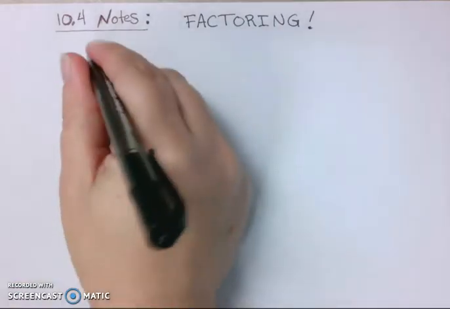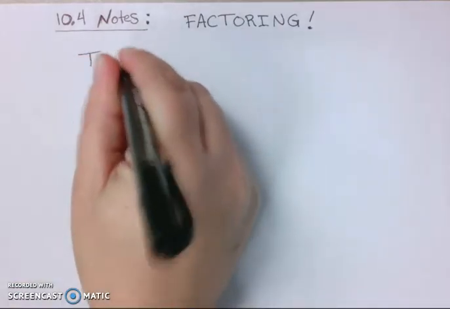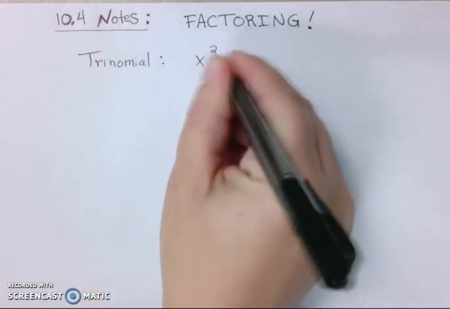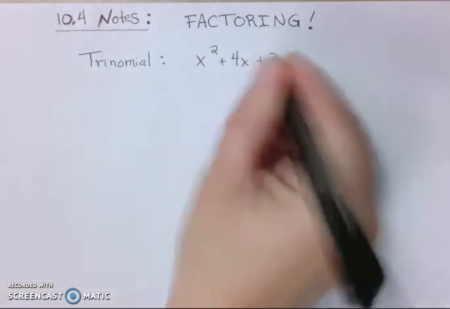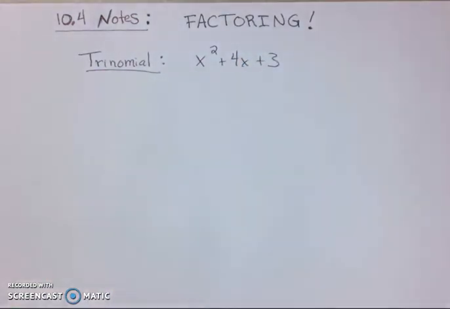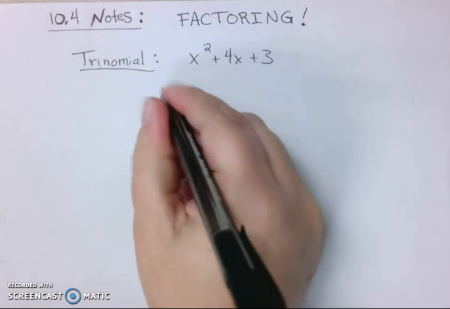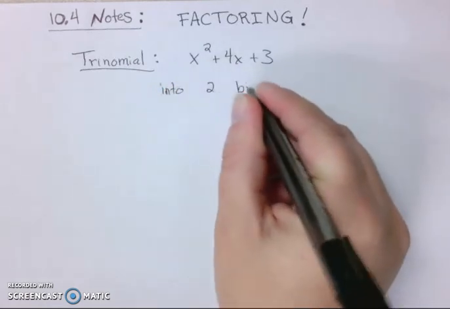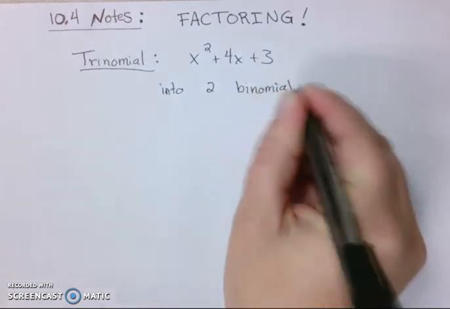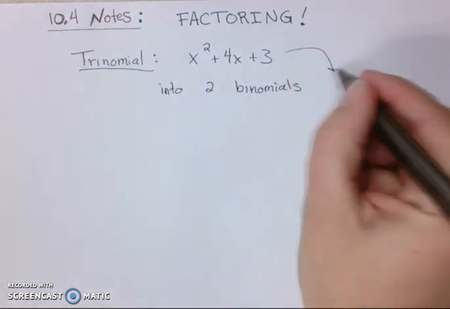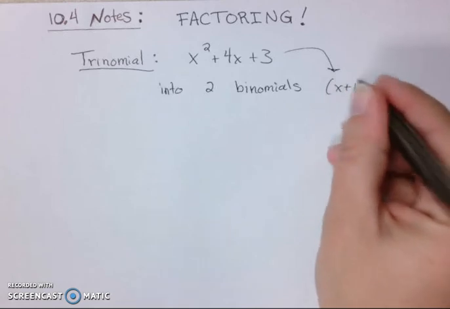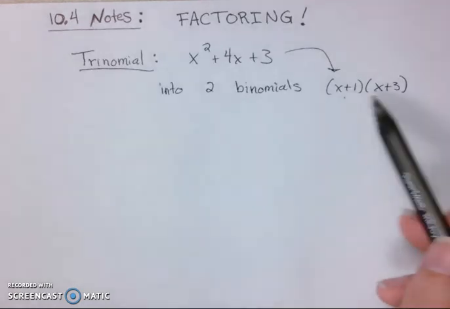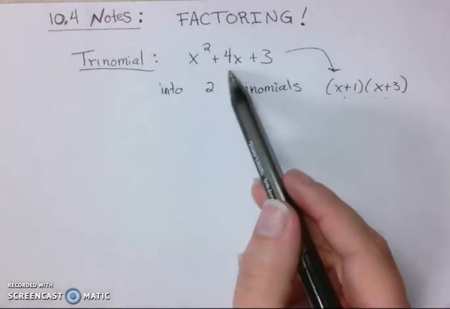So typically on factoring, you're going to be given a trinomial, which means something with 3 terms. A lot of times it's going to look something like this. Here's your trinomial. And what you're trying to find is, if we factor it, you will get your answer in two binomials. So the answer of this is going to be x plus 1 times x plus 3.